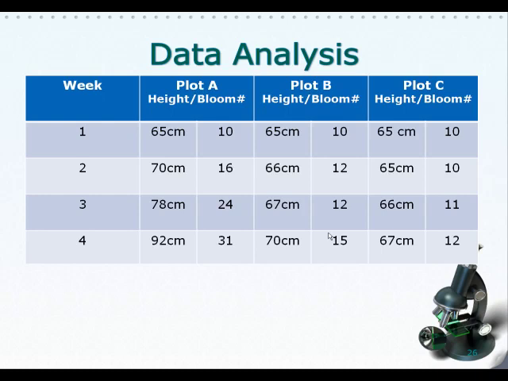In plot A, the bloom number increased from 24 to 31. In plot B, the bloom number increased from 12 to 15. In plot C, the bloom number increased from 11 to 12.